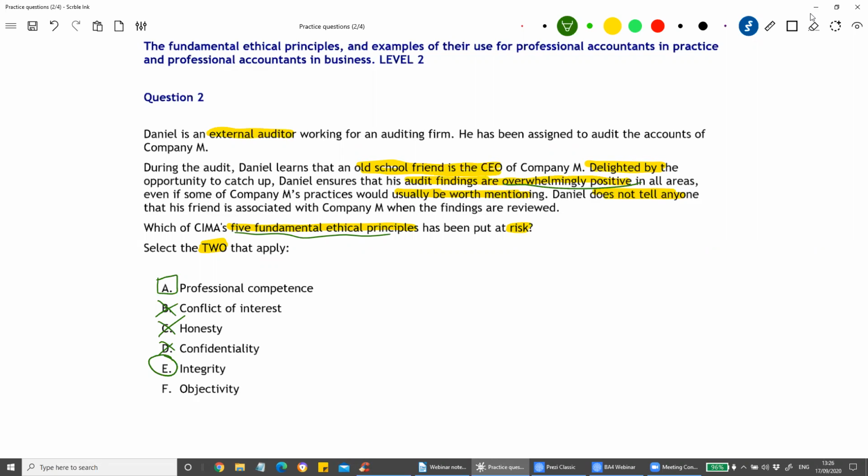He's saying his audit findings are overwhelmingly positive, even if some of Company M's practices would usually be worth mentioning. So to me, it says that actually he's been biased by his relationship with the CEO. So I think that's the right answer. And I'm going to go back and mark that one through, as I've pretty much eliminated that as a possible answer now.